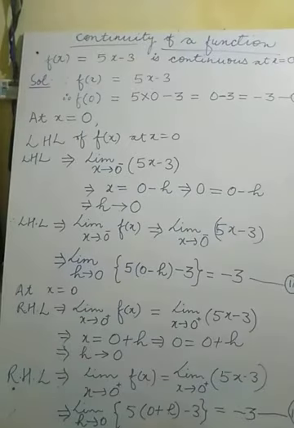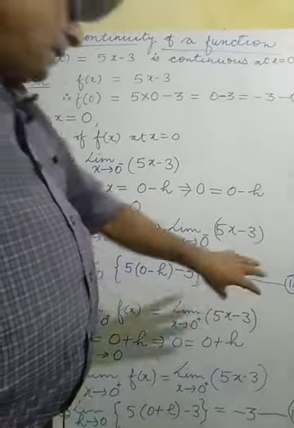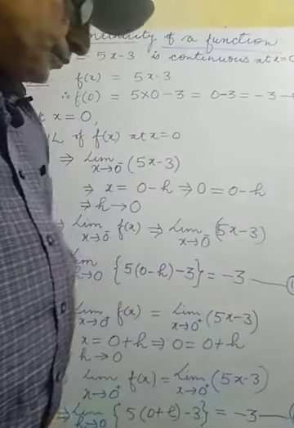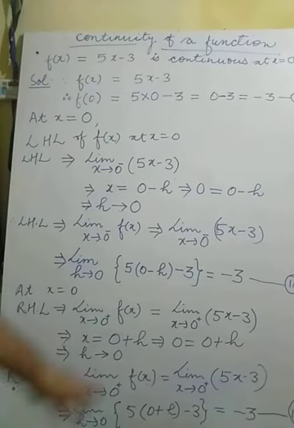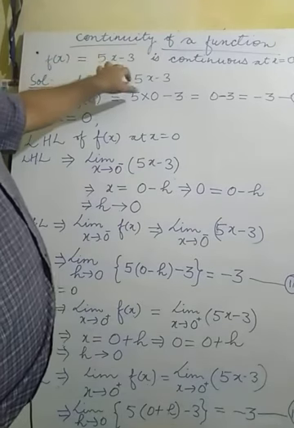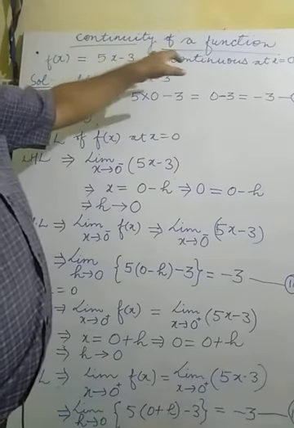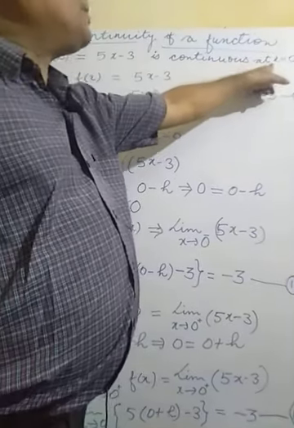Compare the quantities. The value of the function is minus 3. The value of the left hand limit is minus 3. The value of the right hand limit is minus 3. So all these three are equal. It means what? This function f(x) equals 5x minus 3 is continuous at where? x equal to 0.